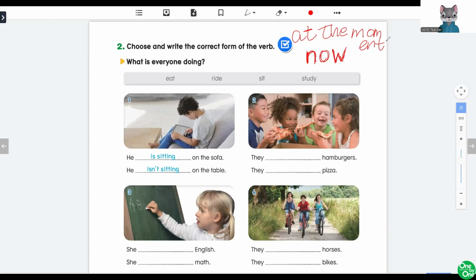Do you understand? It's very important. So make a note of this. Very important. I'm going to have the exclamation mark over here. So let's carry on. So he is sitting on the sofa. He isn't on the table. Now look at the picture carefully, okay? And you're going to tell me.